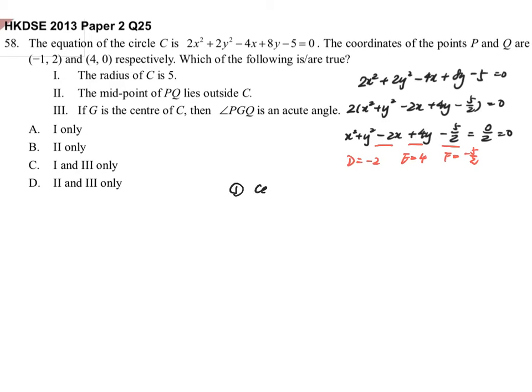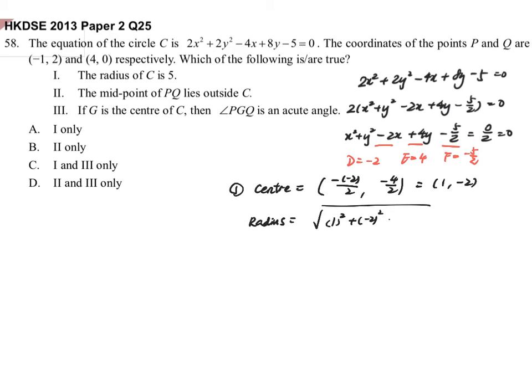Statement 1. To find the center, we put D is negative 2, E is positive 4. We have center 1, negative 2. Then we can find the radius. We put H is 1, K is negative 2, F is minus 5 over 2. We get square root 7.5. It is not equal to 5, so statement 1 is wrong.